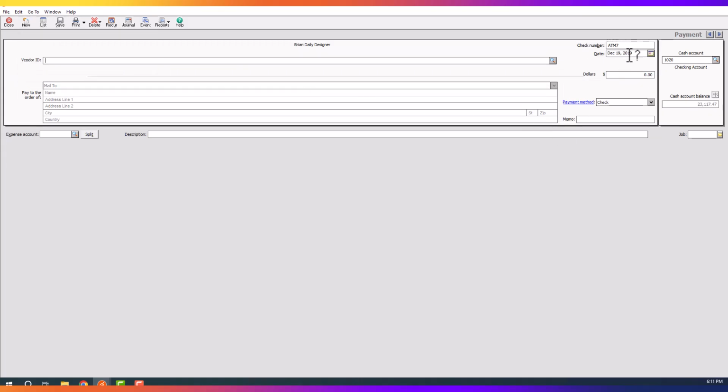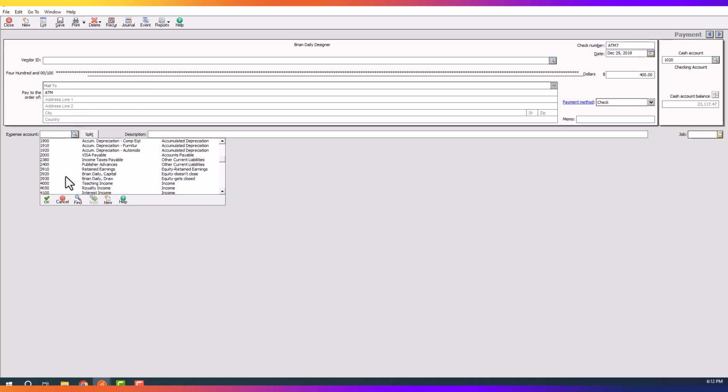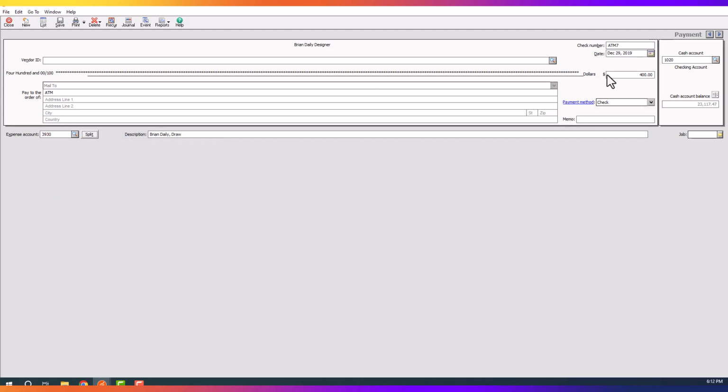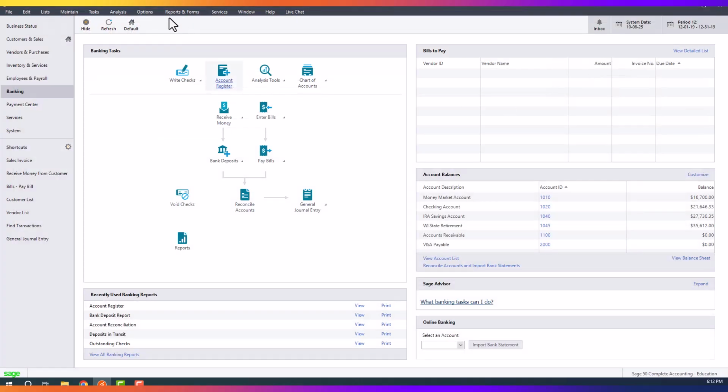And then our final ATM that we're going to record here, it auto numbered to ATM 7, so we're going to go with that. The date was December 29th, and then we'll type in the details from the book. This one was also $400, put ATM for the name, and then I'm going to find that drawing account. It's account number 3,930 again. Check all these details for the last time and then save. And now that's our last transaction, so I can close out of this window.